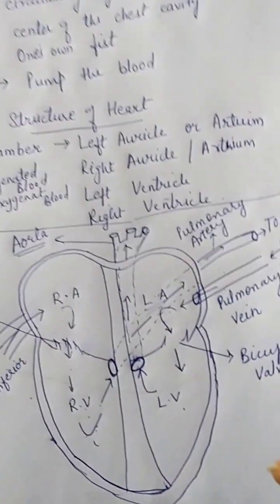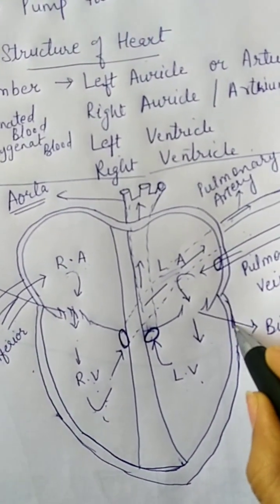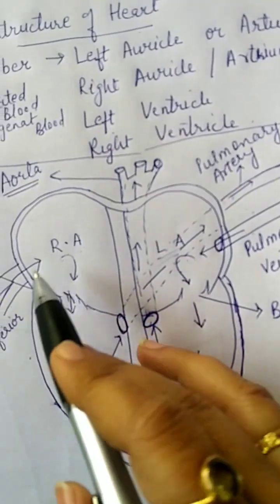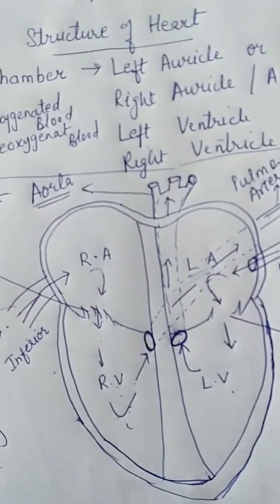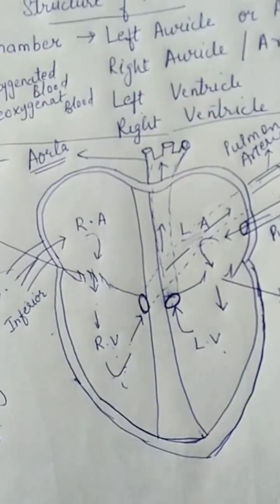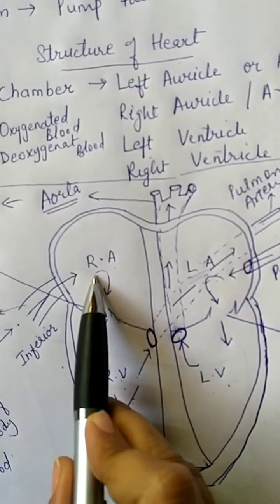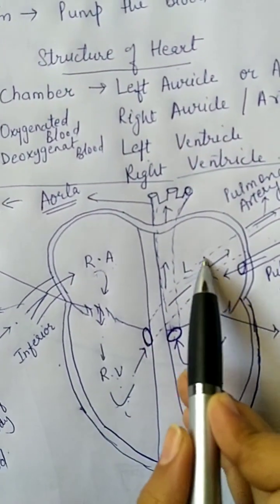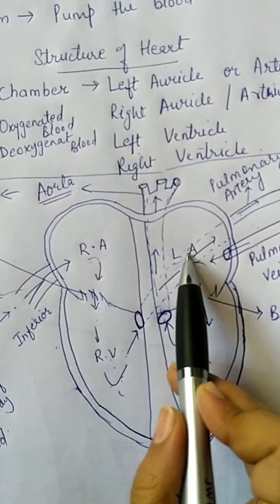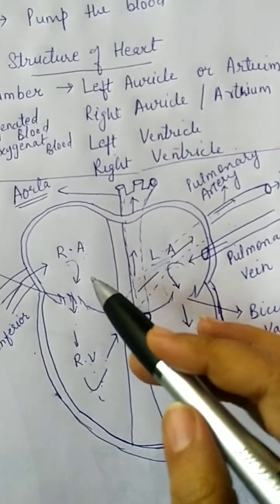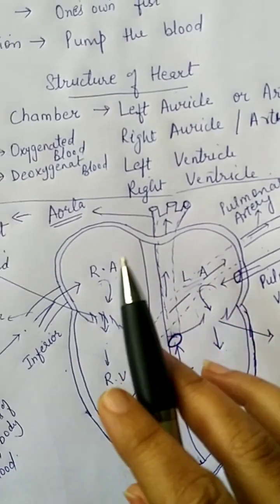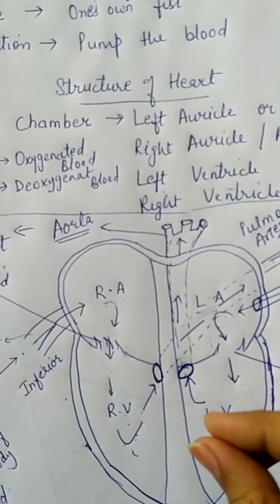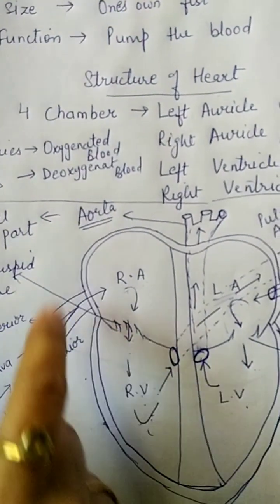Now earlier in the video I told you that the walls of the ventricles are thicker and the walls of the atrium are thinner. Why is it so? The reason is that the atrium or auricles pass the blood a shorter distance, from atrium to ventricle. Here also from atrium to ventricle. So it has to apply very little force because it has to pass the blood a very short distance. Therefore, it has a very thin wall.